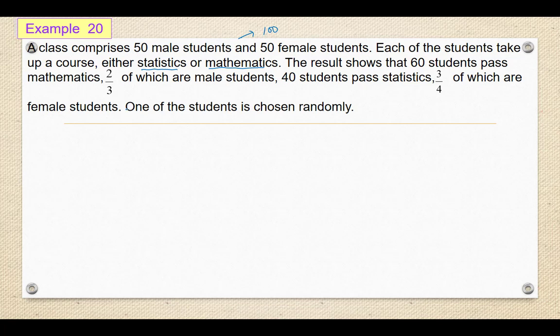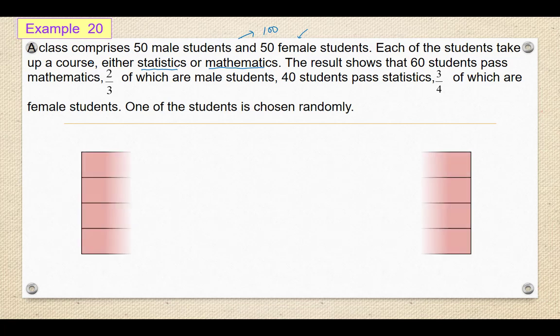Okay, now in this question, the information is given in the form of numbers. When it is in the form of numbers, it is more suitable to use a table. Now we have two categories. The first category will be the gender. The second category will be the course. So we are going to display all the information in the table. So we have a table.